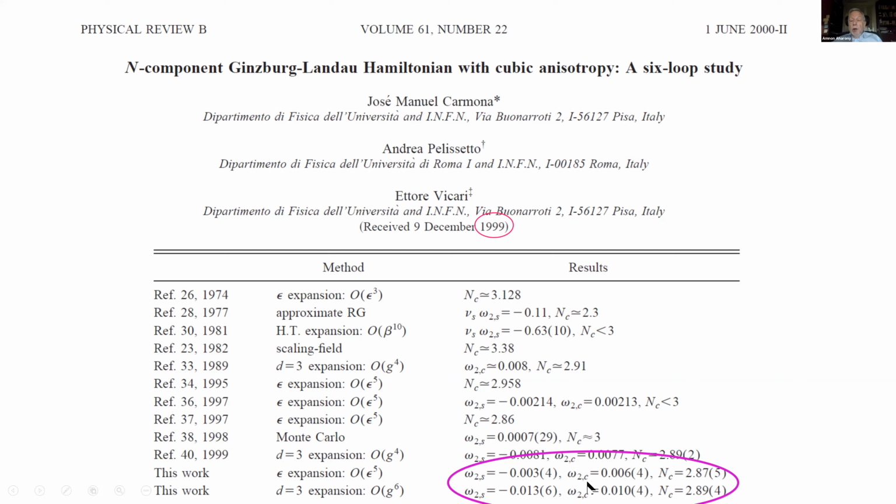However, look at the omegas. Omegas are the stability exponents for the Heisenberg and cubic fixed points. They are very, very small. So we are very close to being stable or unstable.